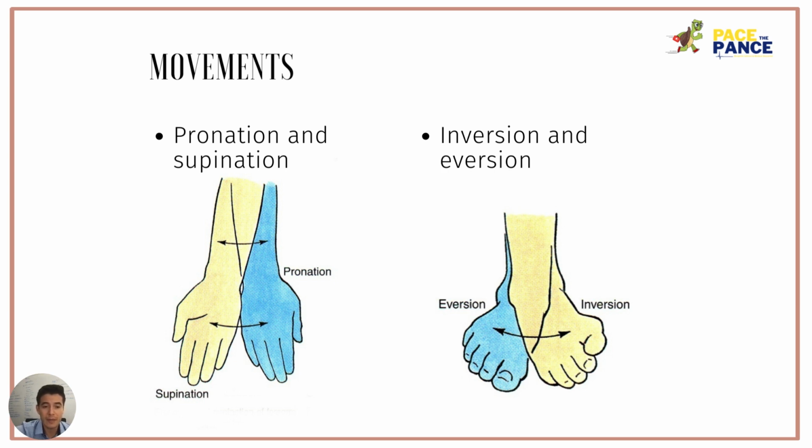Your forearm can pronate and supinate. So if you're going to hold a bowl of soup, that would be supination. If you're going to do the opposite, turn your hand over, that's called pronation. And then you have inversion and eversion of the foot or the ankle.